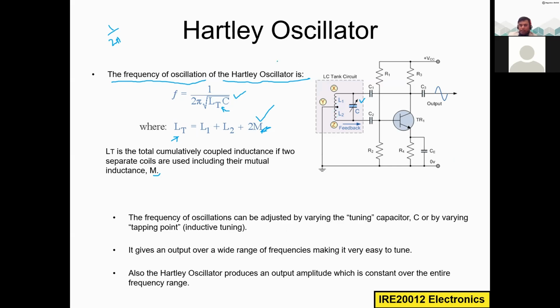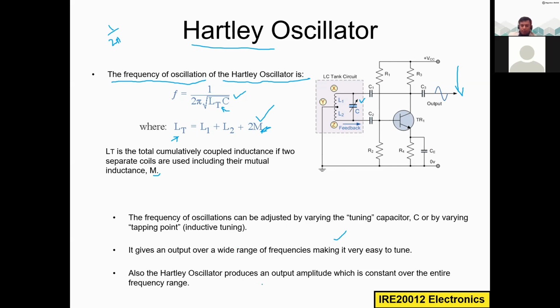This Hartley oscillator is very dynamic. You can change the frequency of oscillations over a wide range, for example 1 kilohertz or 1 megahertz, by just changing the tapping and the variable capacitor. That's good in a way, so you can use this oscillator in different applications.